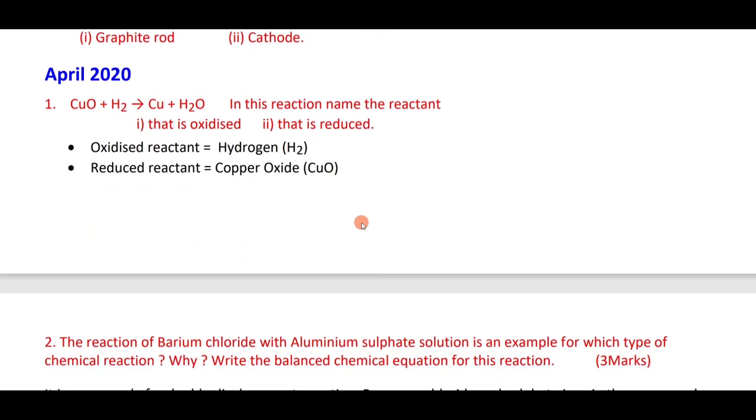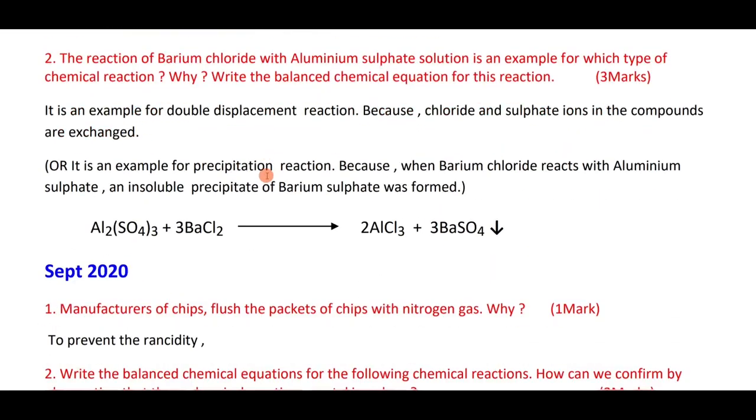Next, CuO, that is copper oxide, plus hydrogen gives copper plus water. In this reaction, name the reactant that is oxidized. What is oxidation? Adding of oxygen. Oxygen is added to H2, therefore the oxidized reactant is hydrogen. The reduced reactant is CuO, which is reduced to Cu, so the reduced reactant is copper oxide.